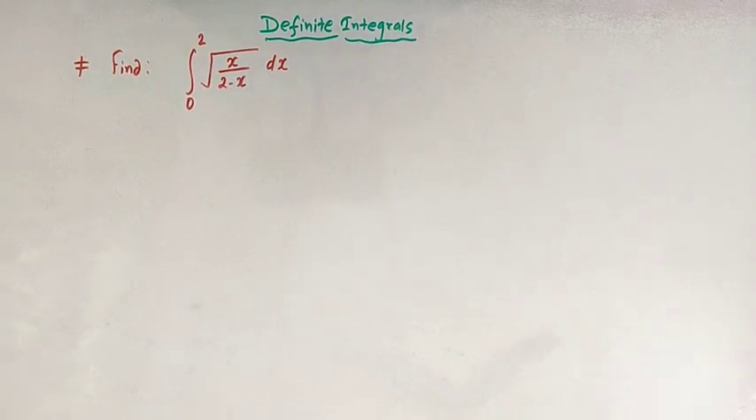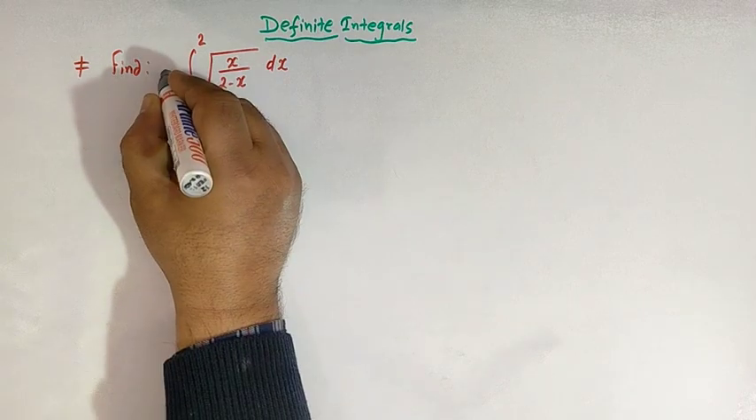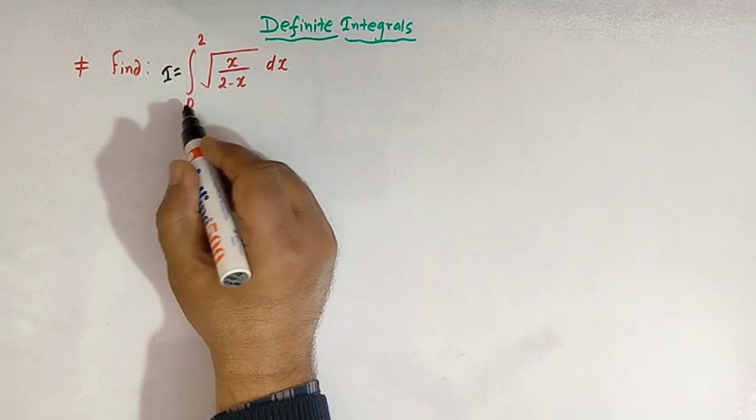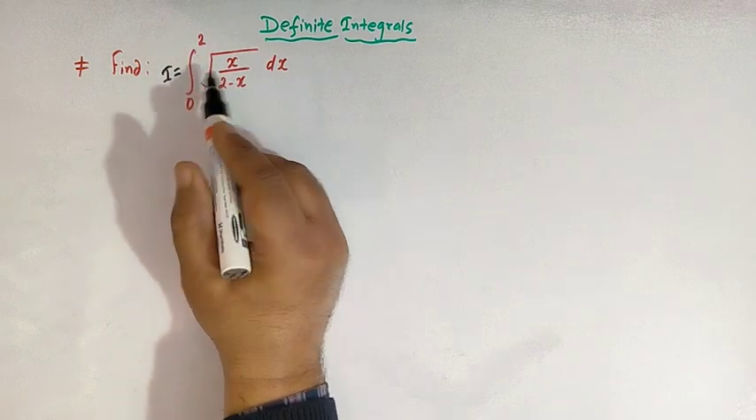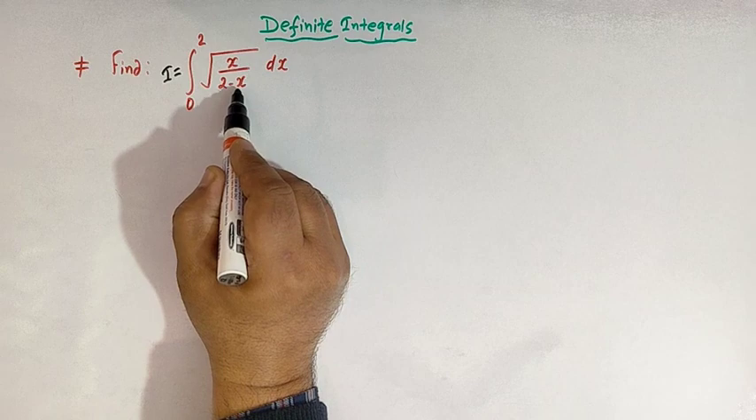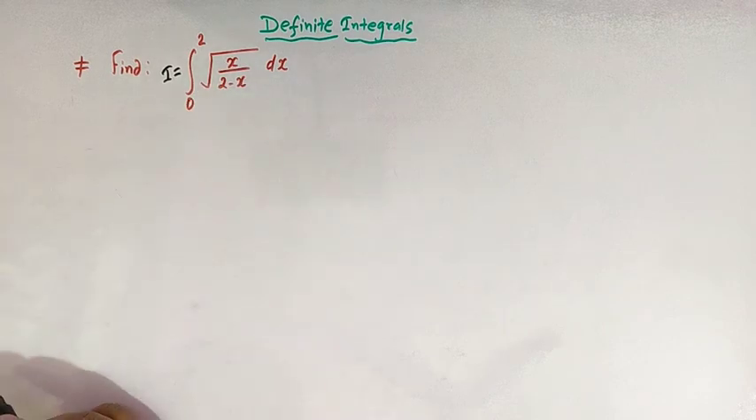Hello viewers, in today's class we are going to discuss one important definite integral. Here we'll solve this integral by the method of substitution. So let us start. Here we'll take this integral as I. We have the integral from 0 to 2 of square root of x divided by 2 minus x, and we'll solve it by the method of substitution.